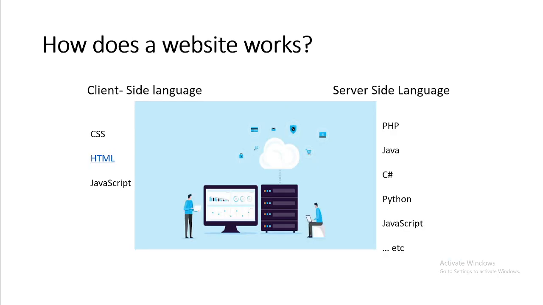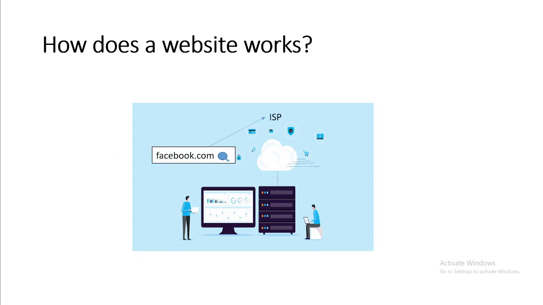So how does a website work? One, we have client-side language, and then we have the server-side language. The client-side language or markup is the CSS, the HTML, and JavaScript. The server-side language can be PHP, Java, C#, Python, and JavaScript, etc.